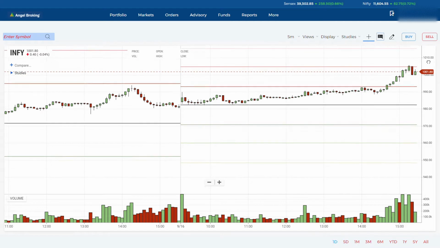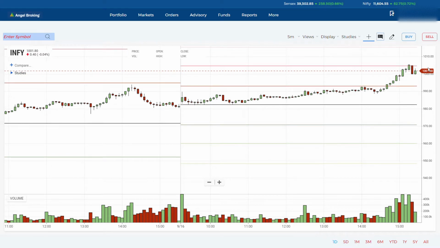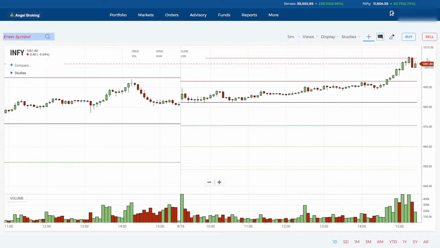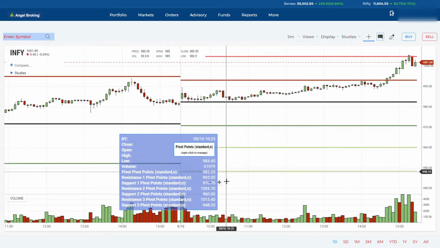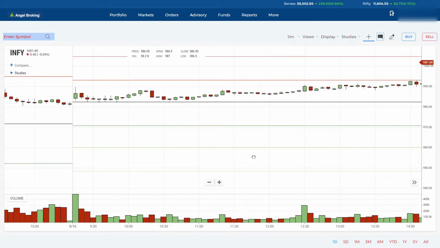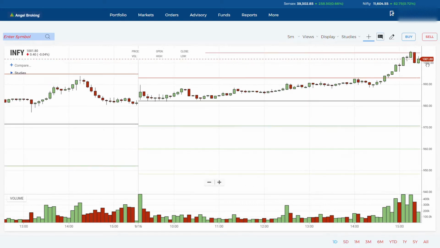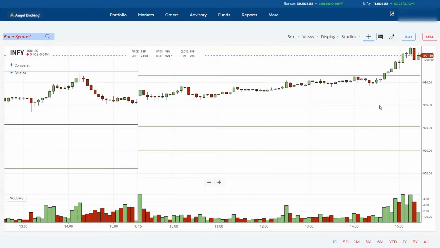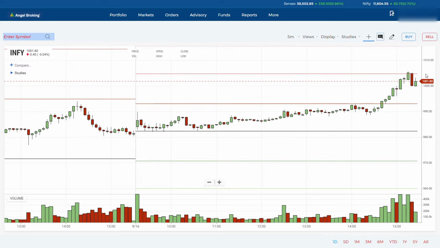Normally, if the stock price is above a pivot line, that is considered a bullish sentiment. If it is below a pivot line, I'll explain in detail the different levels we have. If it is below it, then it is considered a downtrend, a bearish sentiment. So I'm just expanding it. When we take pivots, this thing shrinks, so I'm just enlarging it.